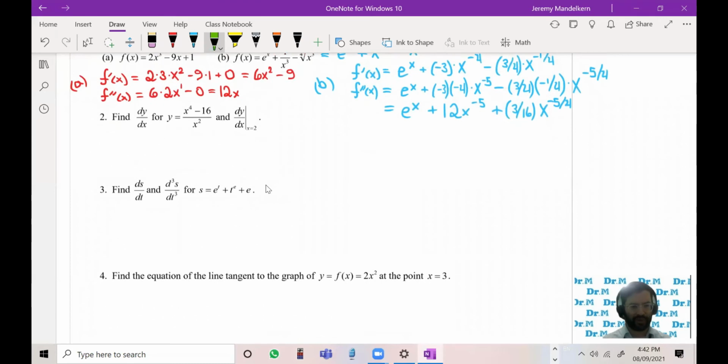Let's try this problem number 2. It reads, find dy/dx given that y is this quotient function. Well, one of the key ideas was to simplify at the onset of the problem where possible. I think we can do that here. So dividing the x squared into the two terms in the numerator gives x squared, and we have minus 16x to the negative 2.